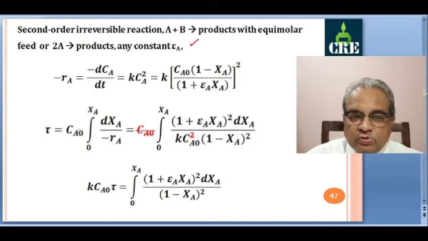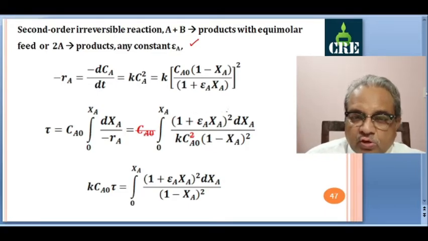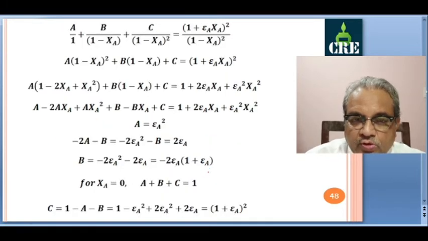So tau is equal to CA0 integral 0 to XA dXA by minus rA. CA0 we have here. This minus rA is k CA0 squared (1 minus XA) whole squared, and this is transferred to the denominator (1 plus epsilon A XA) whole squared. CA0 cancels out with this square term. k CA0 tau is taken on this side, integral 0 to XA of (1 plus epsilon A XA) squared divided by (1 minus XA) squared. So we have to solve this.